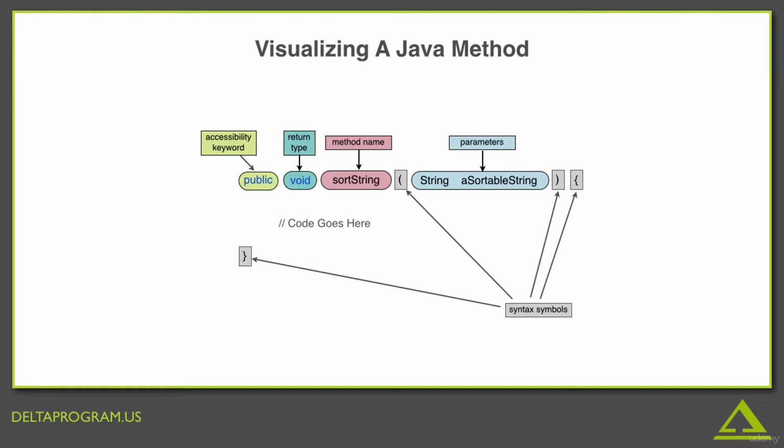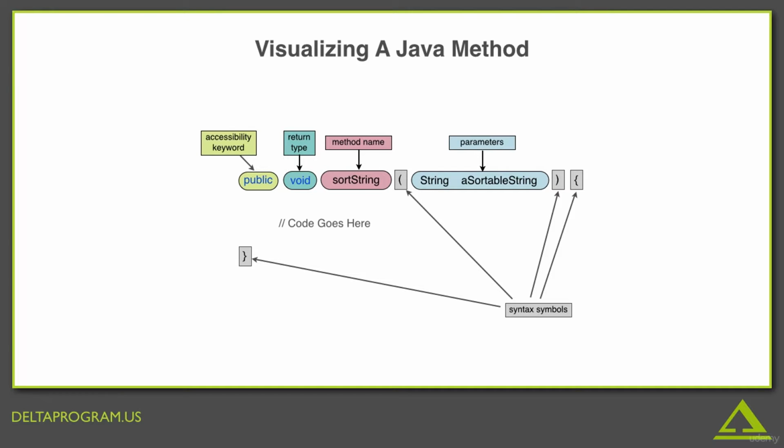The name of the parameter is just a reference. Once it's been written here in the method signature, that reference can be used anywhere within the block of code between the braces. In this case, a sortable string will refer to whatever string object you offered up when you called this method sortString. Don't worry if you only partially understand what I've described here. Your understanding will start to crystallize over the next couple chapters.